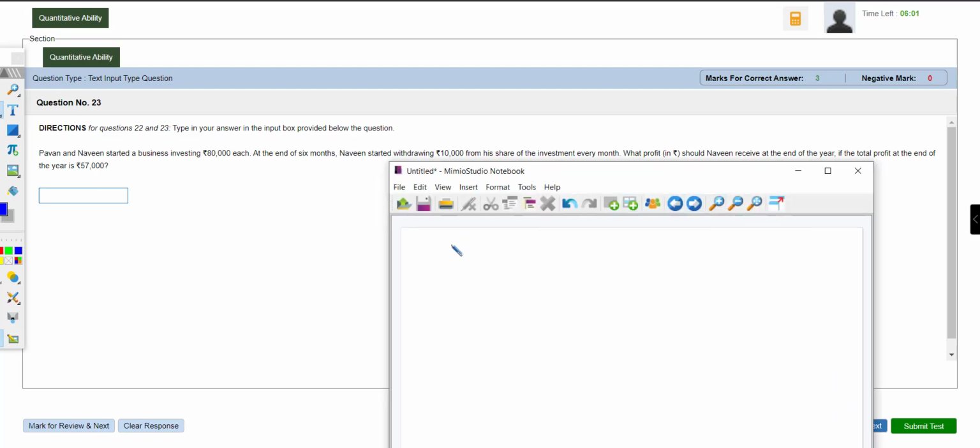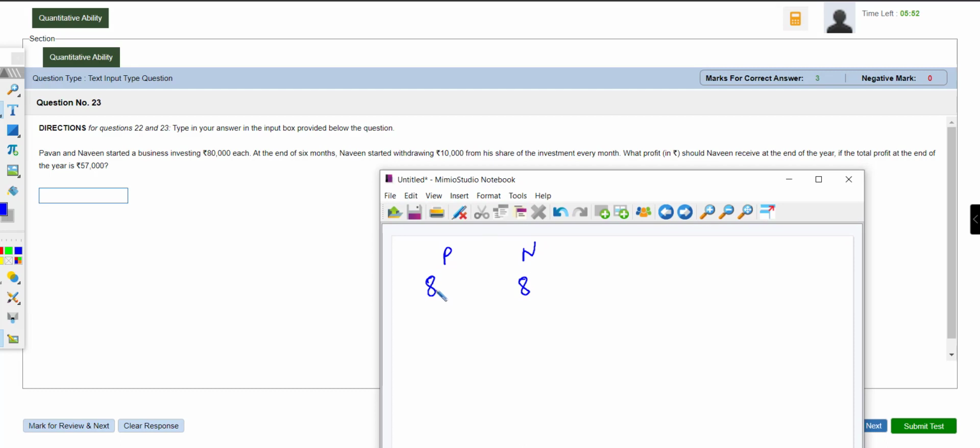Okay, so Pawan and Navin. Pawan invested 80,000 for 12 months, so I will write only 8 into 12 months. Navin invested 80,000 for 6 months, so 8 into 6, and after those 6 months he started withdrawing 10,000 every month, starting at the end of the 6th month. So 8 is the investment for 6 months.